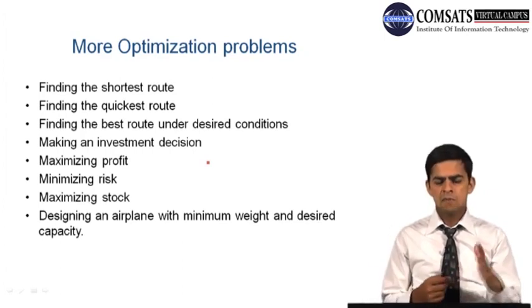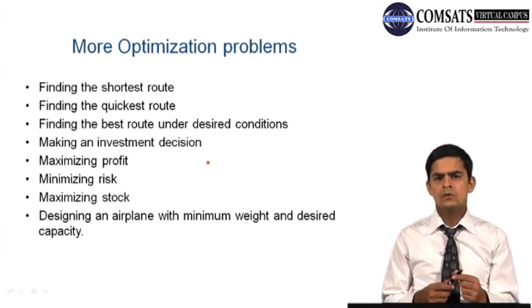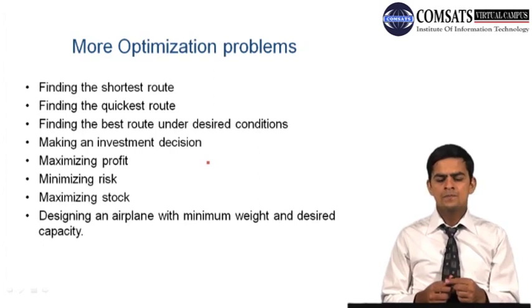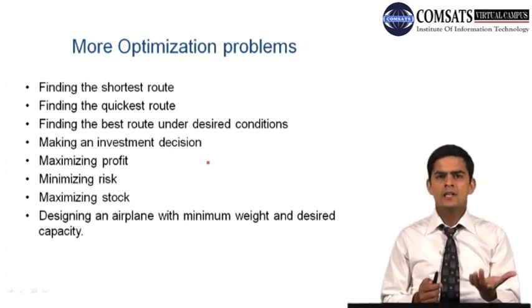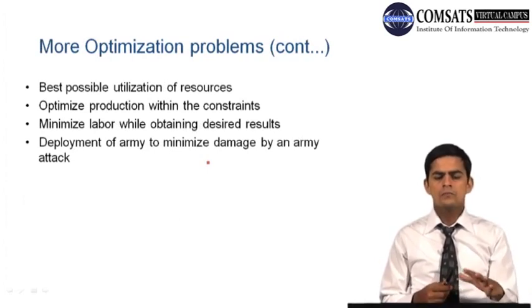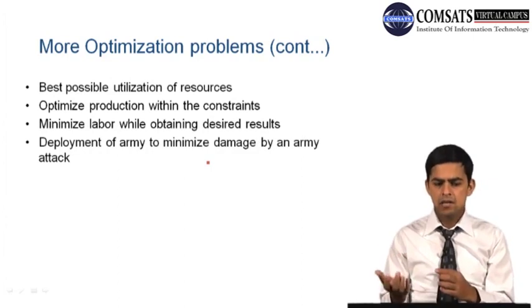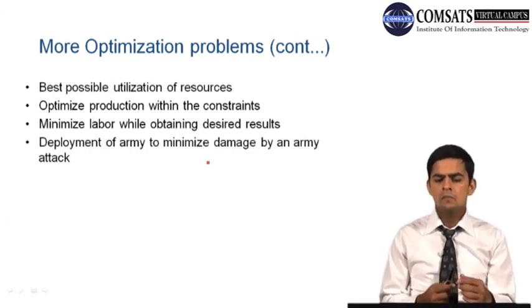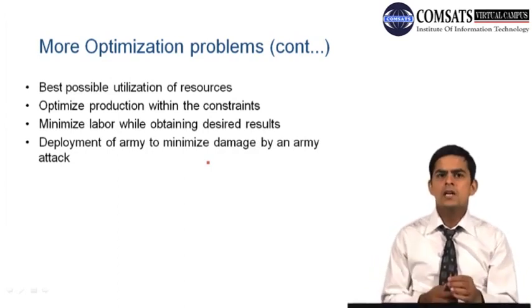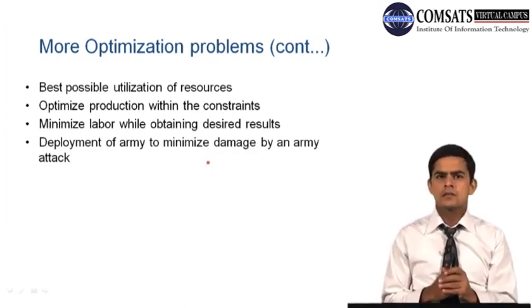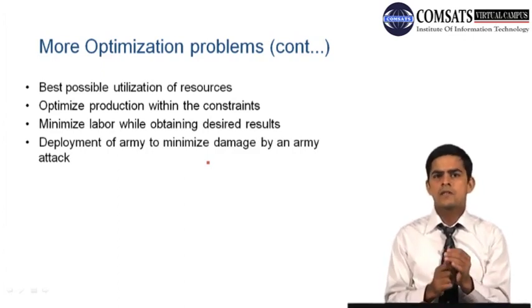I'll explain these again in the next lecture. We are sort of running short of time, so you can also minimize the risk on profit. You can maximize the stock. You can design an aeroplane with minimum weight and desired capacity. You want to utilize your resources in the best possible way, optimize production within the constraints, minimize labor while obtaining desired results. You can also deploy an army to minimize damage by an enemy attack, for example. So all of these are optimization problems, and many more problems can be added to the list. This is definitely not an exhaustive list, okay?